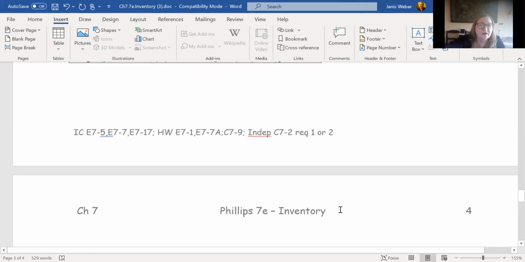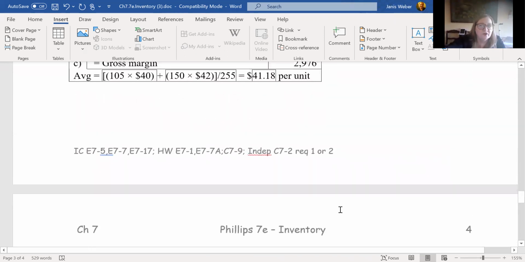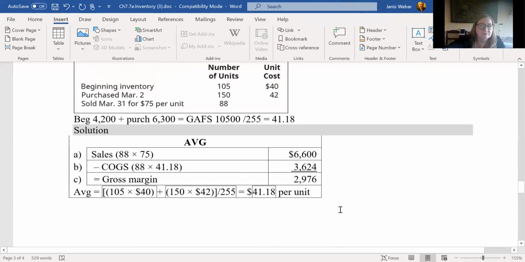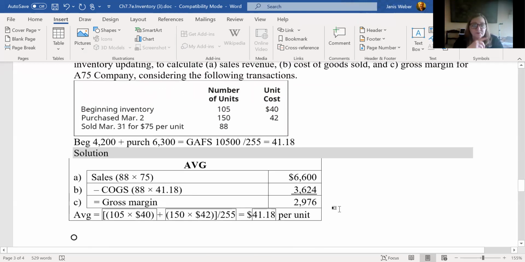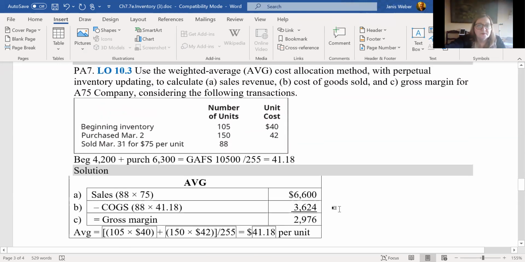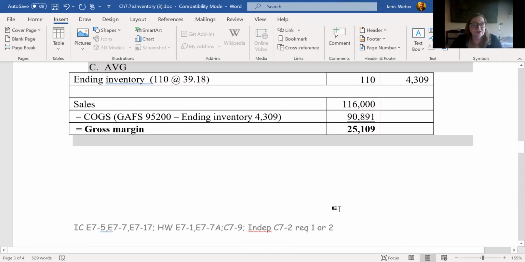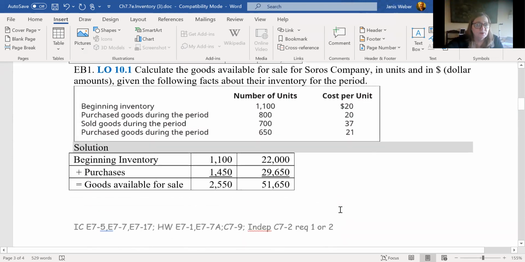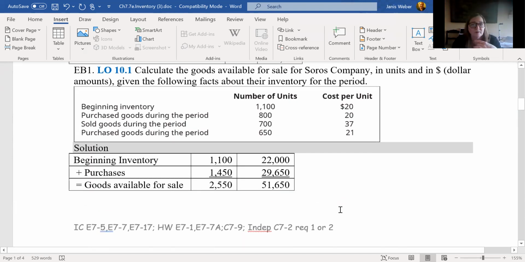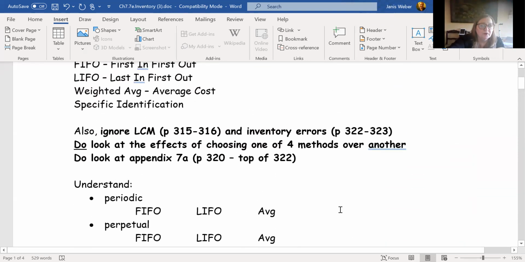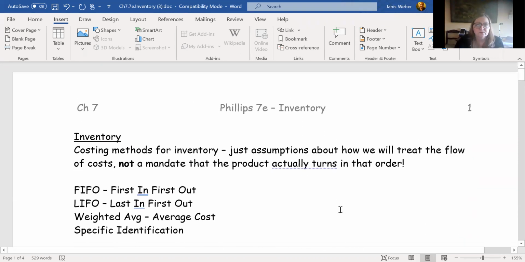Okay, if there's any issue there, of course, you can email me or post it to the Moodle forum. But going back through these, make sure you understand the difference in the different ways we did things. We worked these problems under two different assumptions, the periodic and the perpetual. That's all for this one, and I'll come back and do some exercises from the textbook.